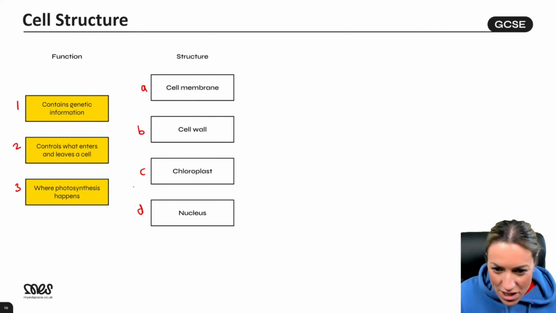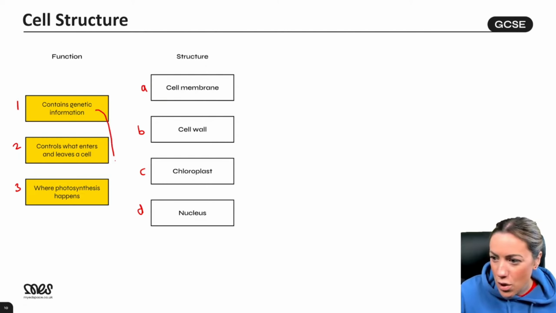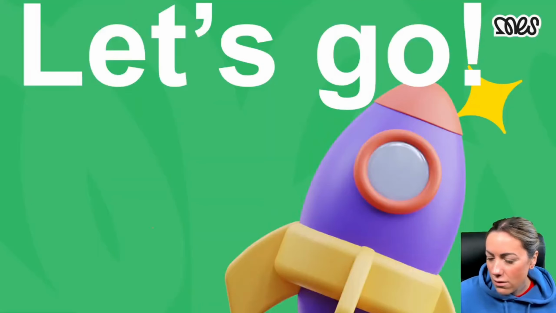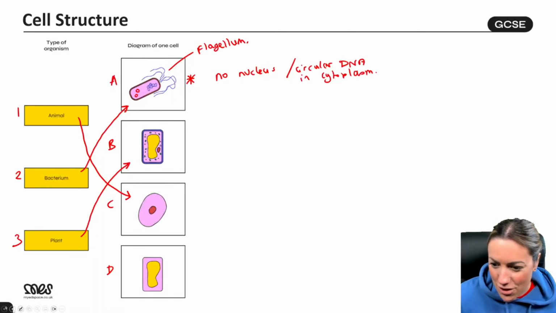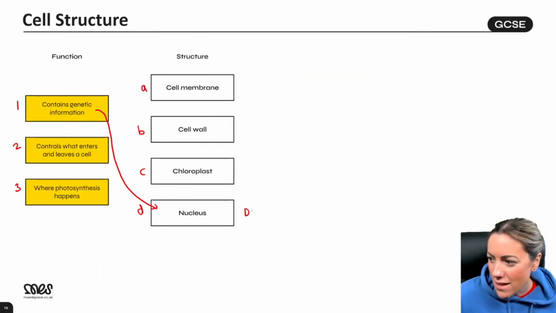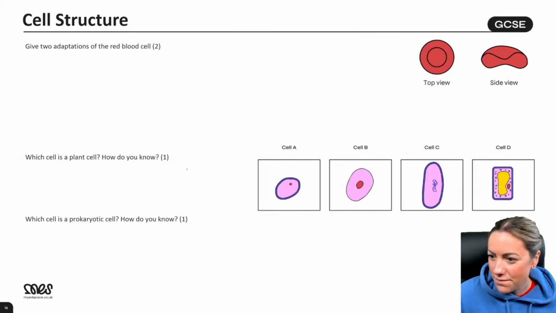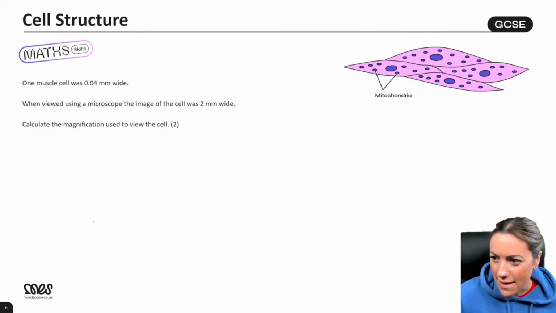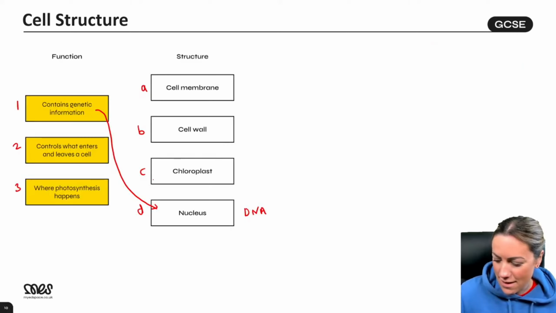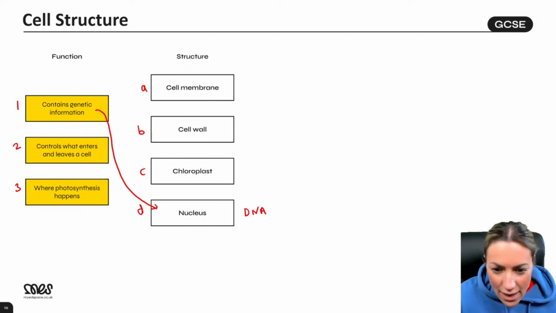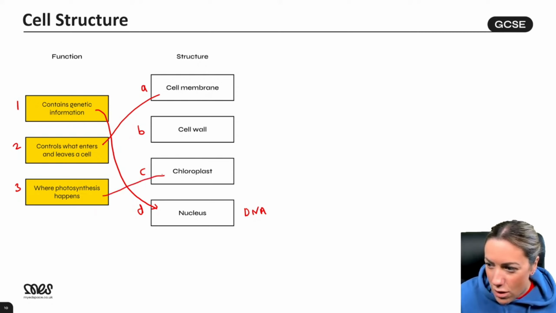Right, so contains genetic information is the nucleus, because obviously the nucleus contains DNA, right? Guys, I apologize. Don't know what is going on with my pen. Number 2, controls what enters and leaves the cell. Yes, that's the cell membrane. And number 3, where photosynthesis happens, that's the chloroplasts.